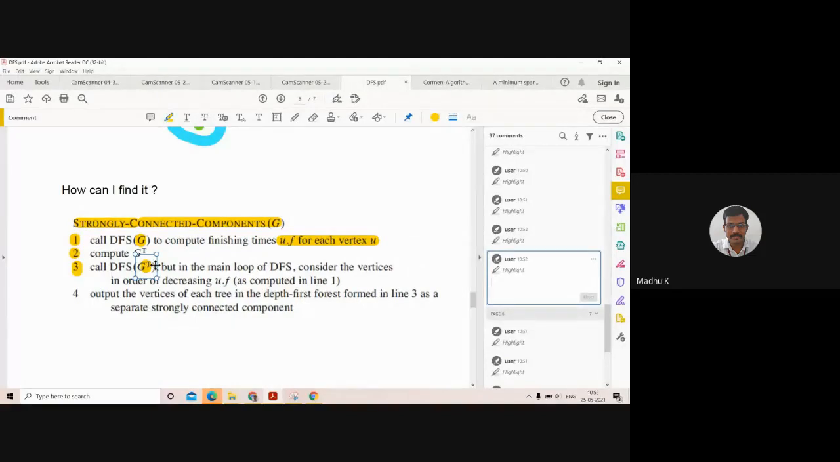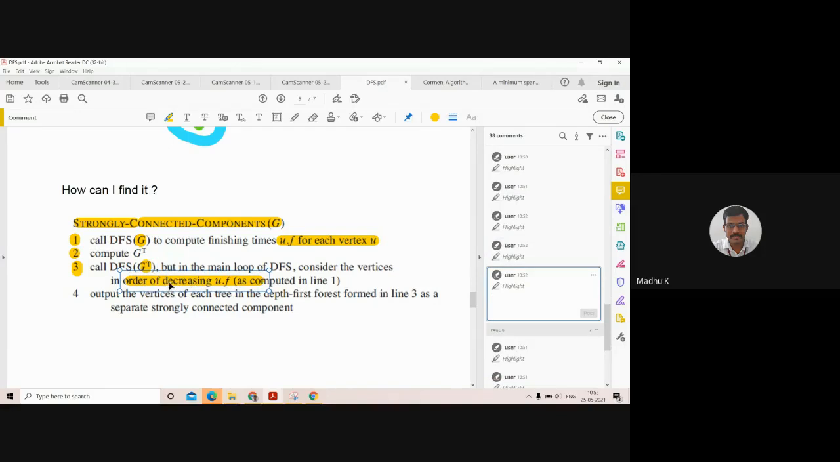DFS on G transpose. But what is the change? In the main loop of DFS, we should consider this while processing the vertices. We should process the vertices in order of decreasing finishing time, u.f. We perform DFS, but we decide the order in which we want to process the vertices, that is, in the order of decreasing u.f. Okay, so that is the point.